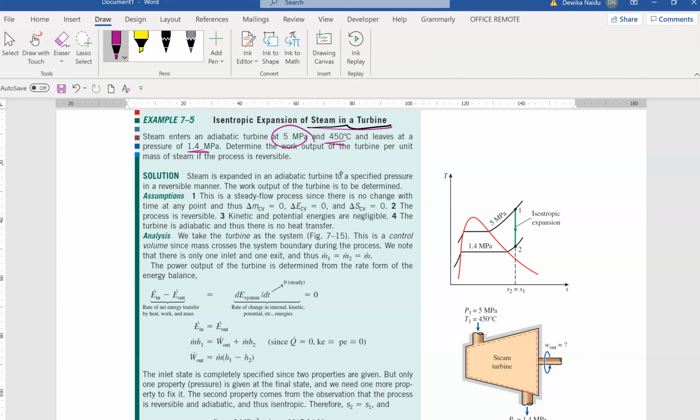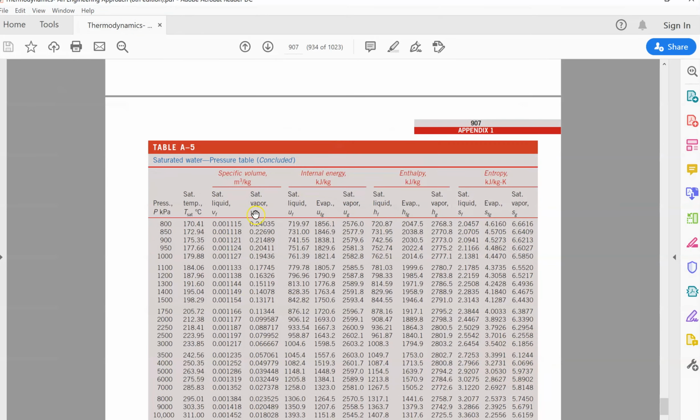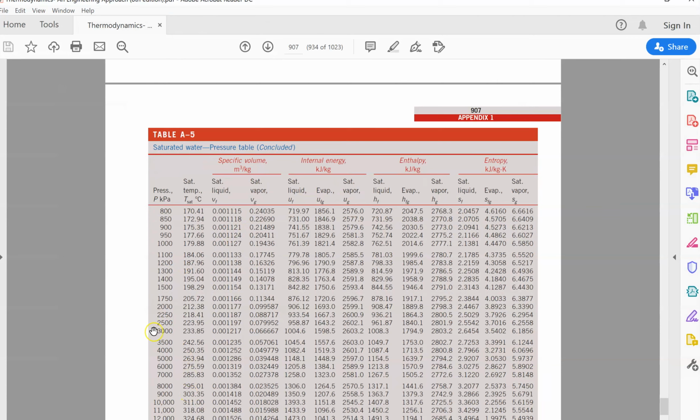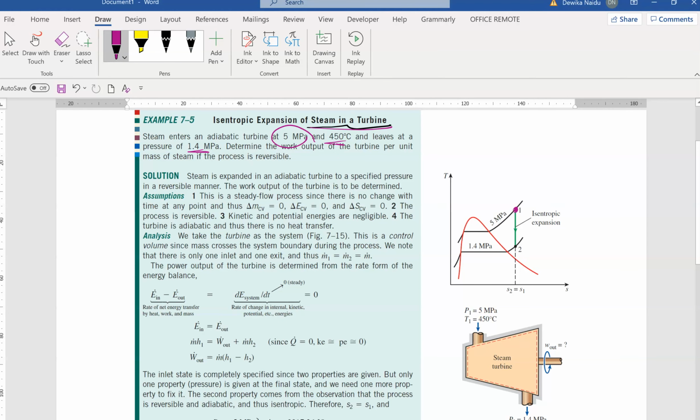So the first plot will be, how do we know that it is up here? Of course, we have to refer to the steam table. So you go to the steam table, steam. Here we have 5 megapascal, which is 5,000 kPa. The corresponding saturation temperature is 263. In this case, it's 450, so definitely this is superheated steam. So that is your first state.